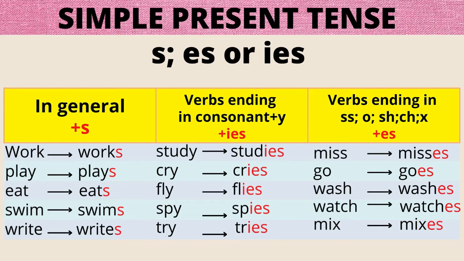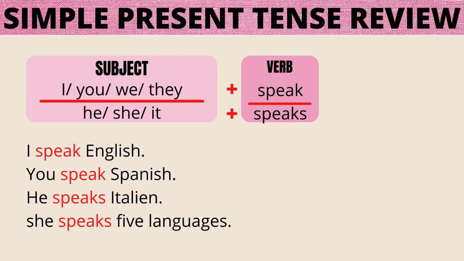Next, if the verb ends with double S or an SH or a CH or an X, then we need to add ES. And we can almost hear it, okay? Just listen. For example, miss, misses, go, goes, wash, washes, watch, watches, mix, mixes.